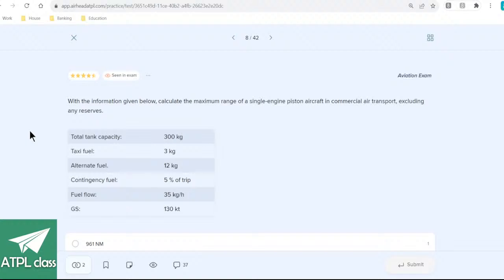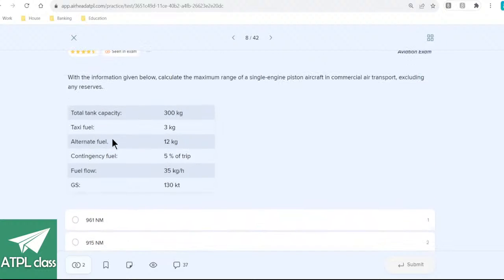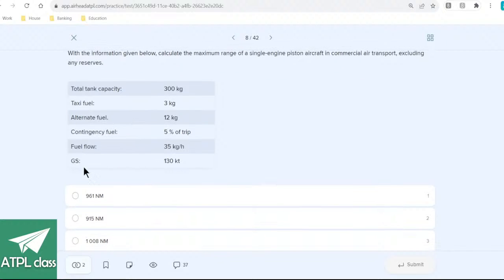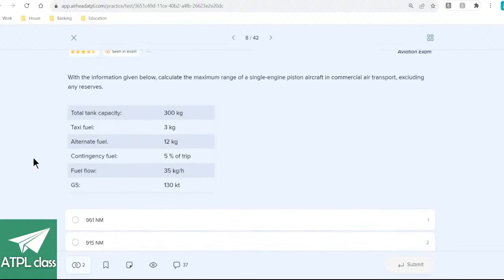Given the information below, calculate the maximum range of a single-engine business aircraft in commercial air transportation, excluding any reserves, so no final reserves. Total tank capacity is this: tank fuel, alternate fuel, contingency fuel, fuel flow, ground speed. Okay, total tank capacity is 300 kilograms. Contingency is 5% of trip. Fuel flow, so we can work out a maximum distance, and then ground speed of 130, the maximum range of a single engine piston aircraft for commercial air transportation. So 300 kilograms, 3 kilograms of that will go, and 12 kilograms will go, then 5, okay, fine.